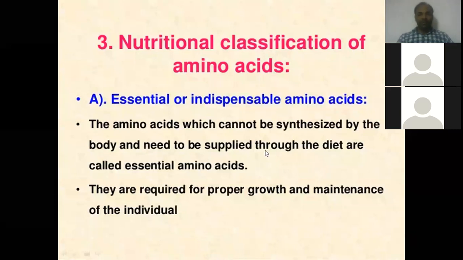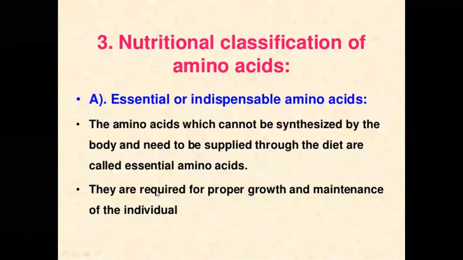Need to be supplied through the diet are called essential amino acids. So here comes the point, you must have got the point clear. So the amino acid which cannot be synthesized by the body and needs to be supplied through the diet are called essential amino acids. इन्हें हम essential amino acids कहेंगे.